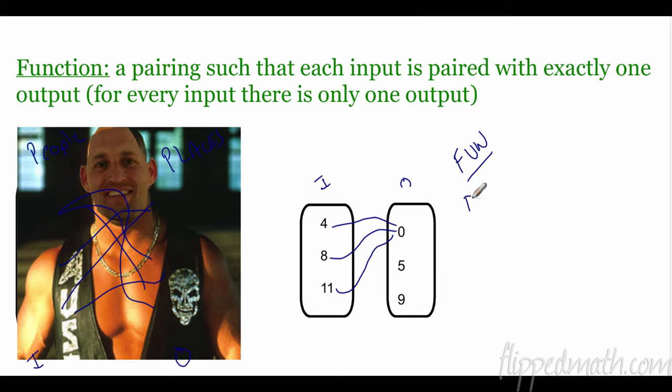And if we wanted to do the domain of this, I would have my curly bracket. It'd be 4, 8, 11. And my range of this would be just 0. The 5 and the 9 aren't used, so we wouldn't include those in our range.